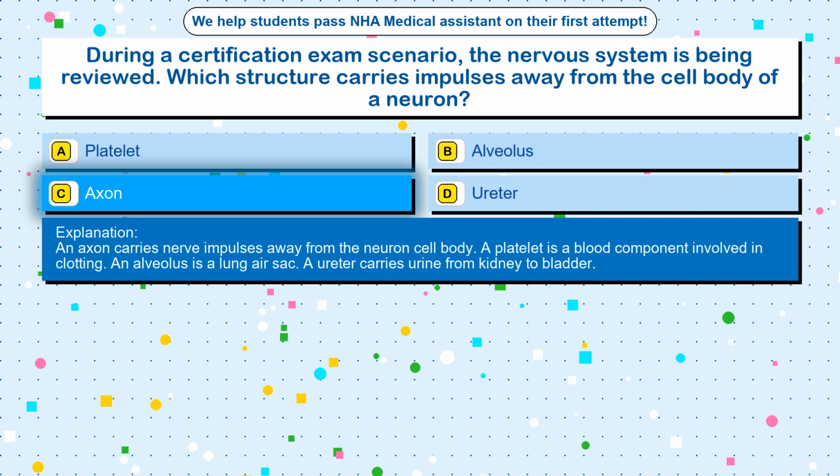Axon. An axon carries nerve impulses away from the neuron cell body. A platelet is a blood component involved in clotting. An alveolus is a lung air sac. A ureter carries urine from kidney to bladder.